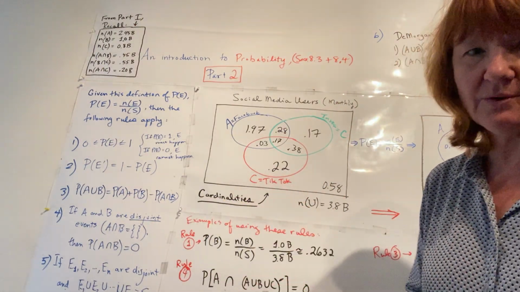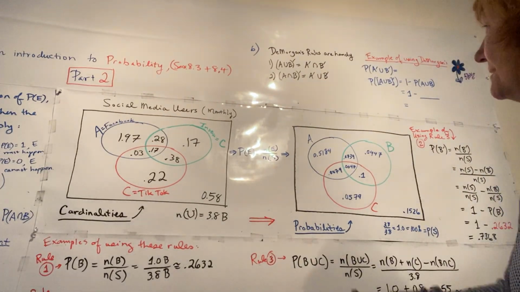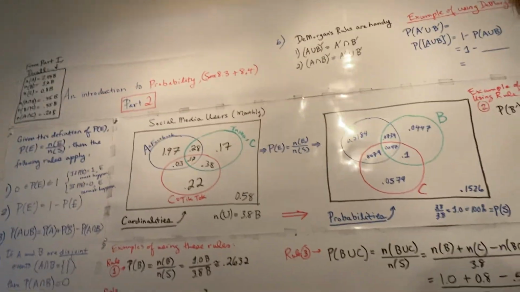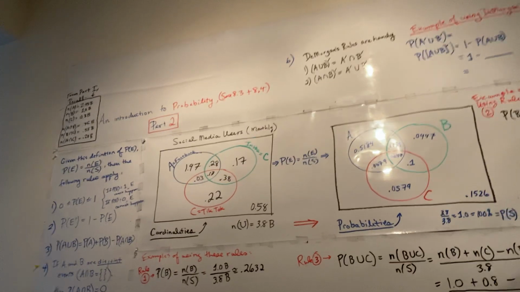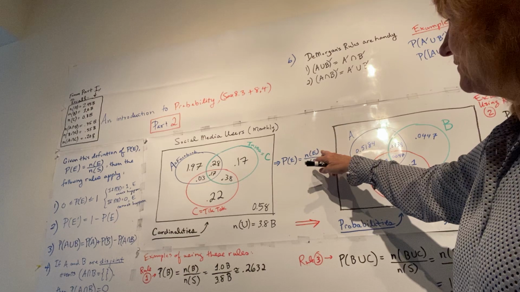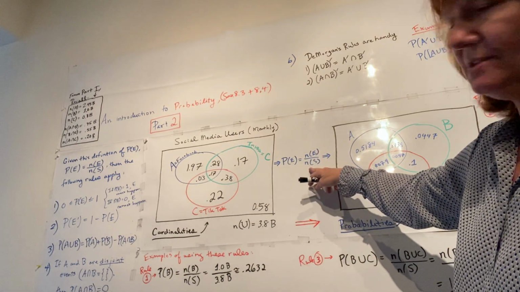Anyway, so we had that Venn diagram of cardinalities. Well, we can turn it into a Venn diagram of probabilities by simply using this rule. So the rule is that the probability of an event is the number of things in the event divided by the number of things in the whole sample space, right?